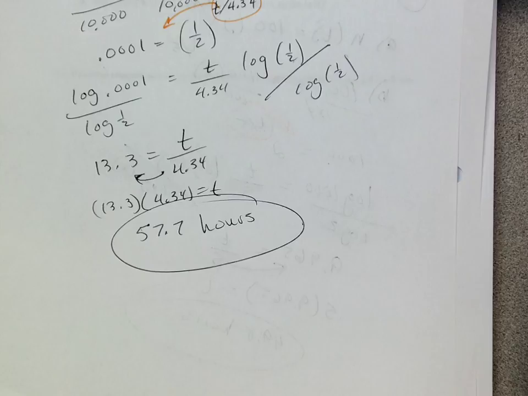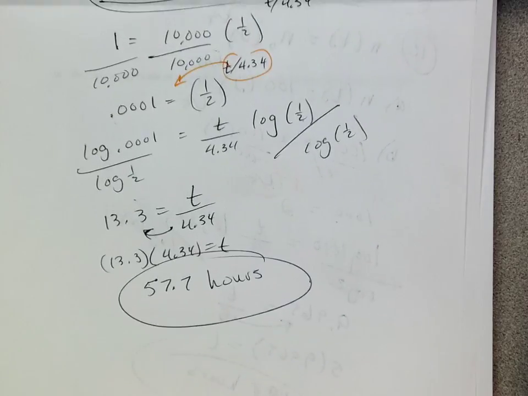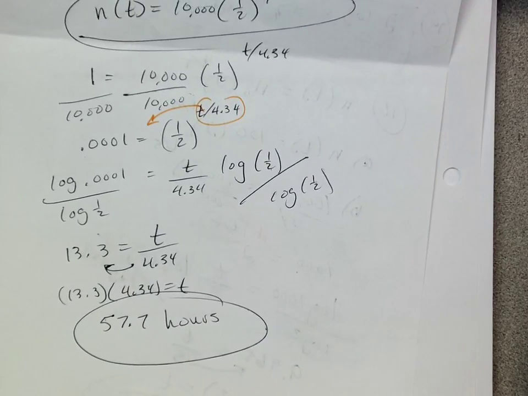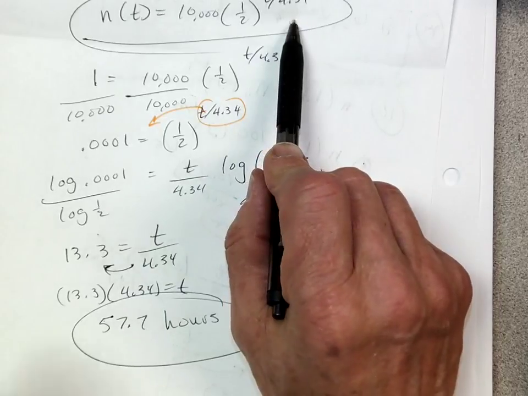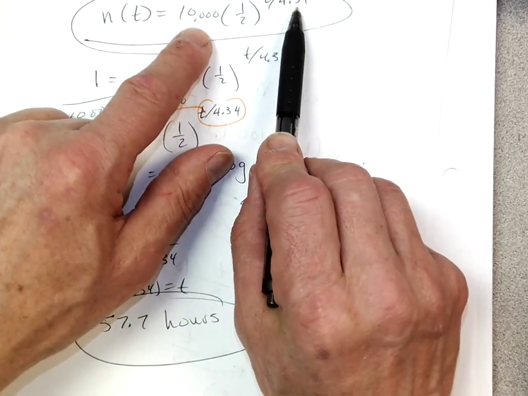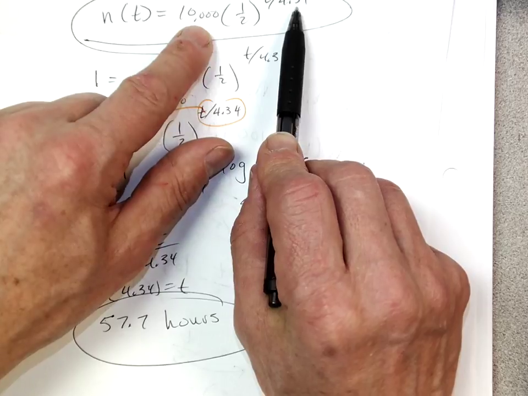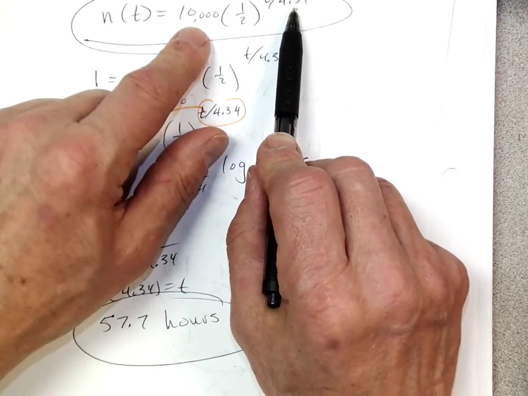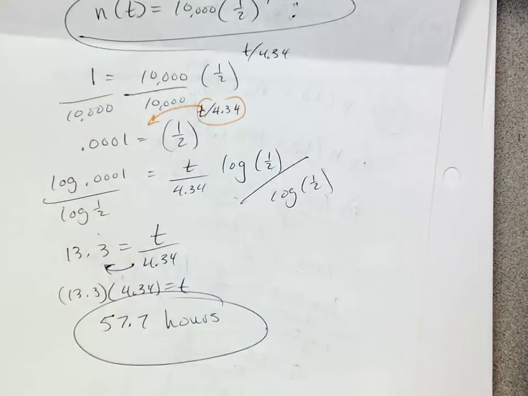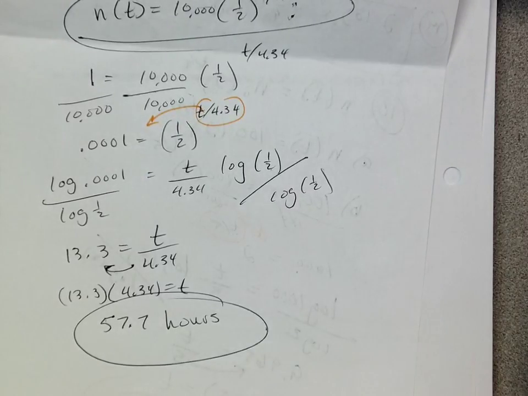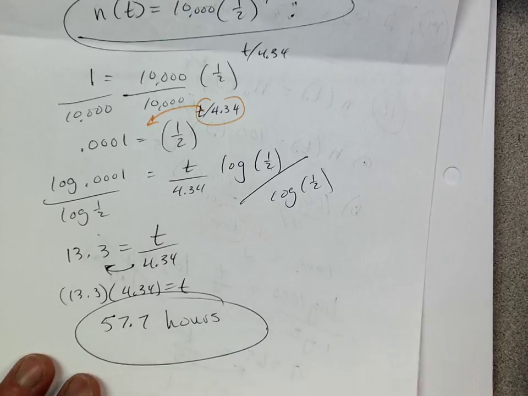Not bad. Pretty easy, right? Each atom just disintegrates, as far as half-life. It goes half and half and half, right? You start with 10,000, and after 4.34 minutes you're down to 5,000, then half of that, then half of that, and half of that. So it takes this many hours to go all the way down to 1. Okay. All right.